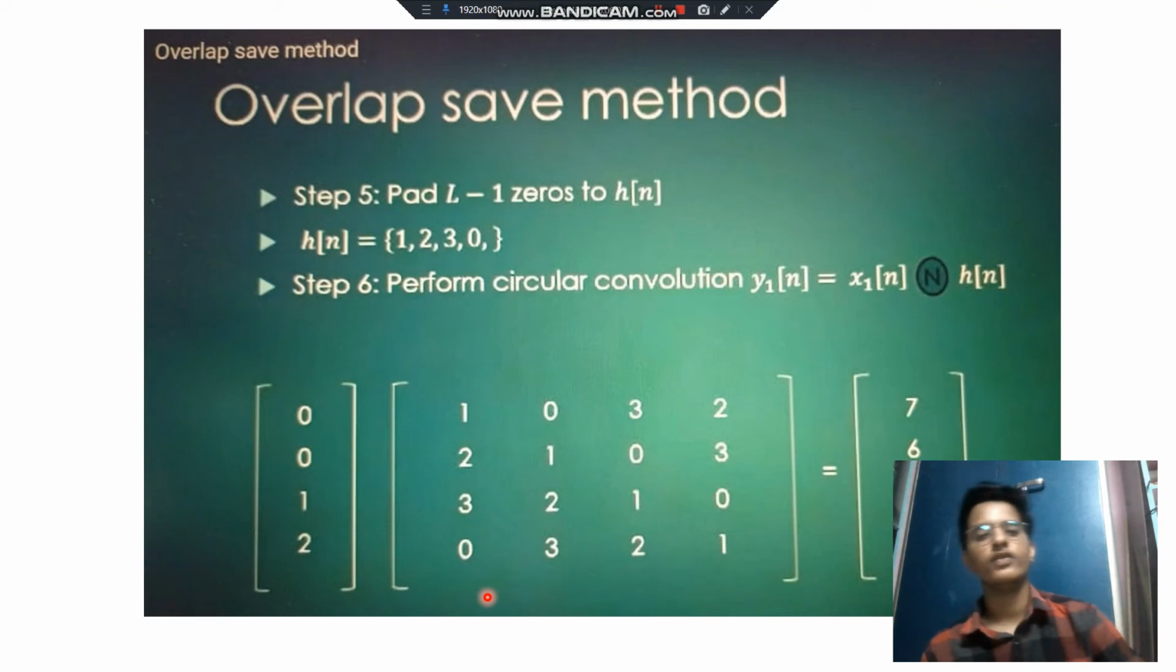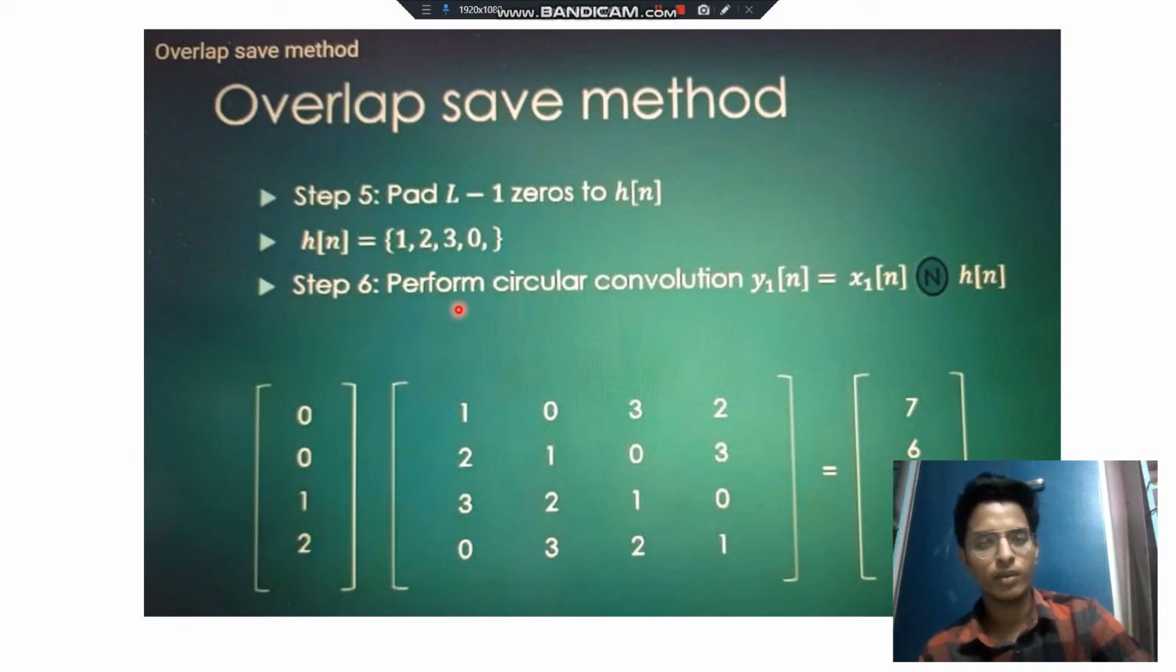And in step 5, we pad L minus 1 zeros to the given impulse response. So the given impulse response is 1, 2, and 3. Here in this case, L is equal to 2. So we pad 2 minus 1 zeros. That means one 0 at the end.